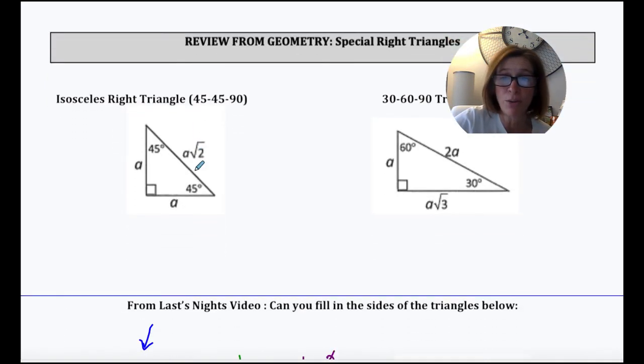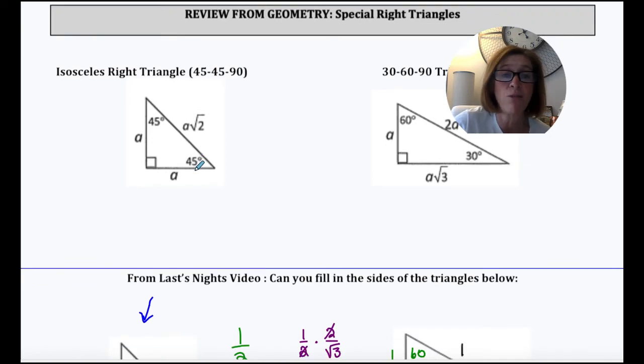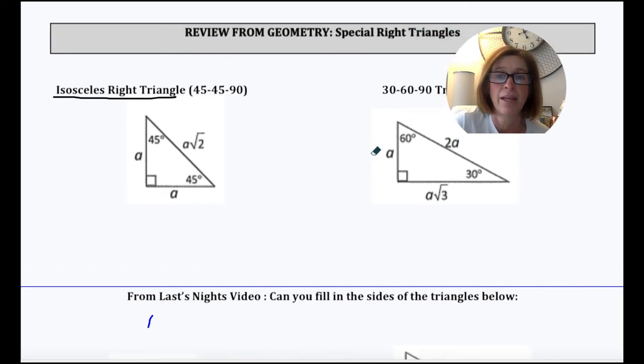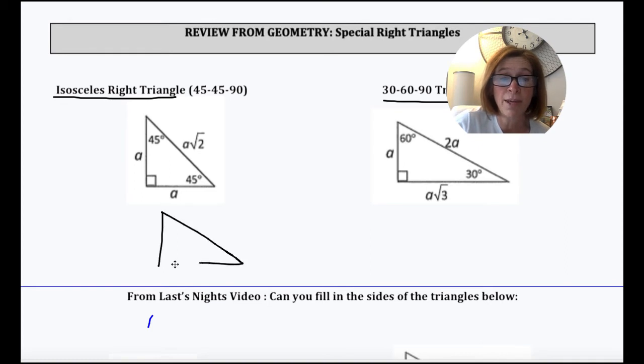Last night you also reviewed the special right triangle relationships, the 45-45-90 triangle, making sure you understand it's an isosceles right triangle. Really important angles, we're going to be using this in this unit. And the 30-60-90 triangle, another really important triangle you learned in geometry that we're going to be using in this unit. I want to make sure you understand that in the 45-45-90, if you have 2 legs that are equal, then whatever that value is, the hypotenuse will be that number root 2.